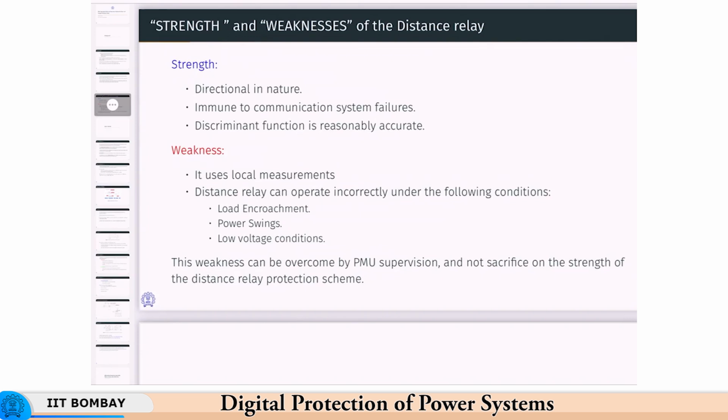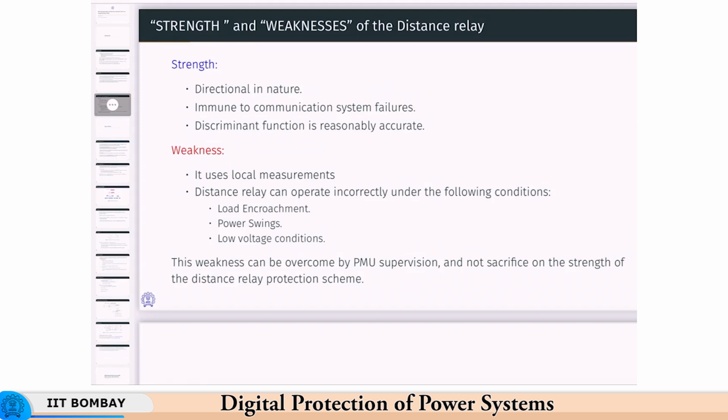Again, that it works only on local measurements and not global measurements is also a disadvantage, because then it becomes prone to maloperation, because it cannot sometimes very accurately distinguish between other power system events and faults. Okay. And what are those events? We saw that they could be power swings, then load encroachment is a problem. There are ways of overcoming that, but they are not foolproof in a sense.